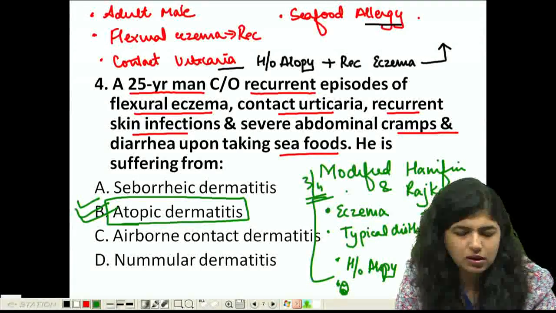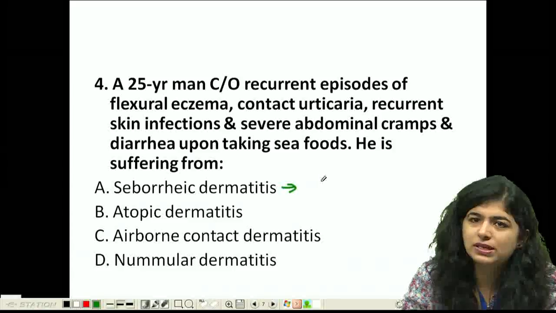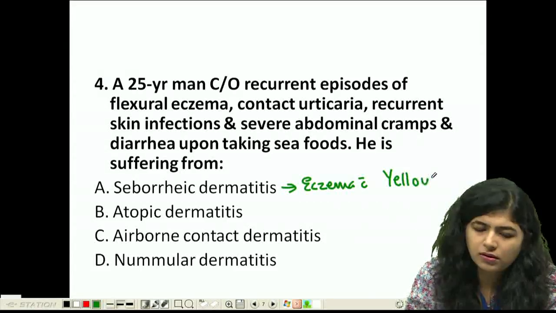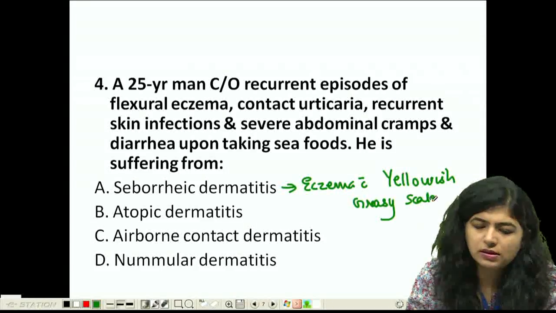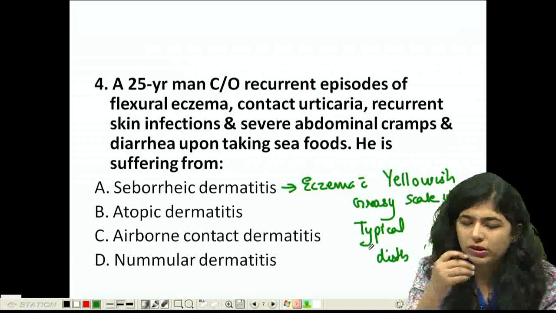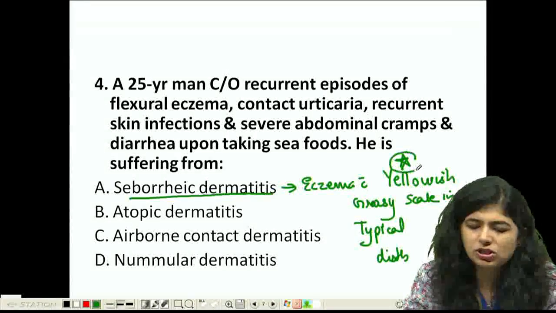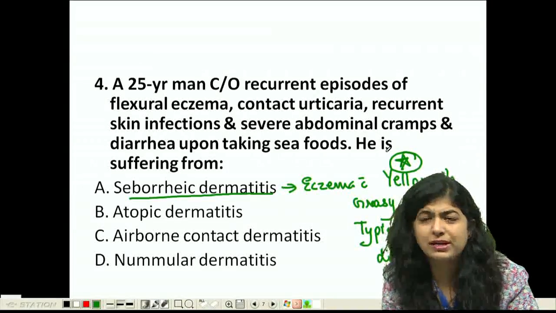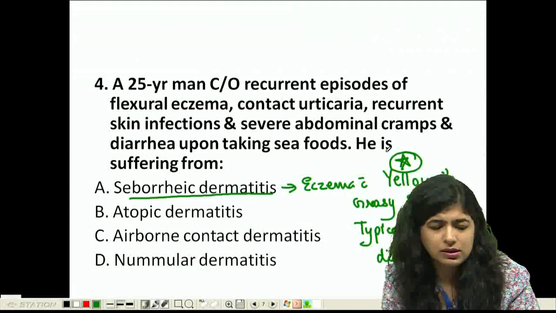The answer is atopic dermatitis. If it was seborrheic dermatitis, what would the question say? The question would say that the man has an eczema with yellowish, greasy scales in typical distribution. Any question which is talking about seborrheic dermatitis would talk about these yellowish, greasy scales. That will make it very easy. I haven't found any question on seborrheic dermatitis which does not mention this typical finding of yellow, greasy scale. This is the clincher for seb derm.